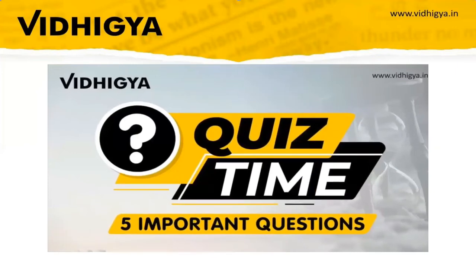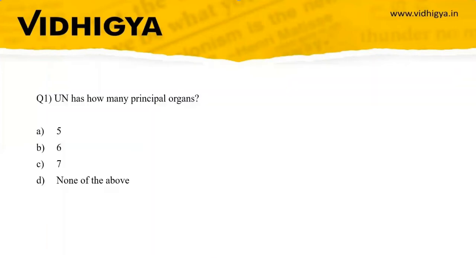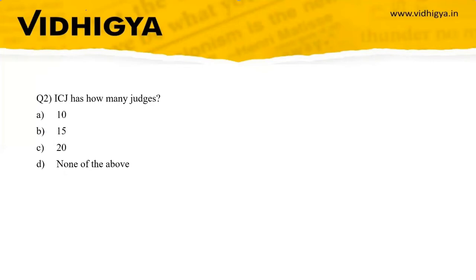Now we'll discuss 5 questions. One: how many principal organs does the UN have? Your options are 5, 6, 7, none of the above. The correct option is 6. We have discussed this. Question number 2: how many judges does the ICJ have? Your options are 10, 15, 20, none of the above. The correct option is 15.